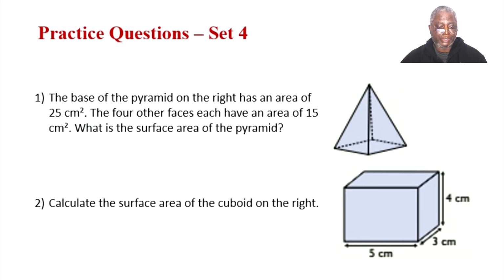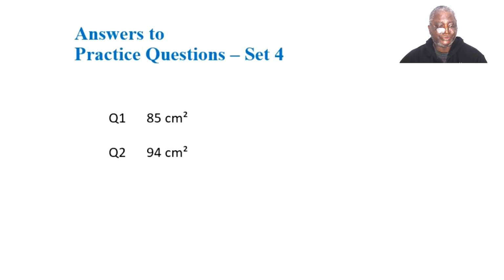The base of the pyramid on the right has an area of 25 centimeters squared. The 4 other faces each have an area of 15 centimeters squared. What is the surface area of the pyramid? Question 2. Calculate the surface area of the cuboid on the right. You'll see that you're given the dimensions and you know the formulas to find areas of rectangles. And your answers, question 1, 85 square centimeters, and question 2, 94 square centimeters.